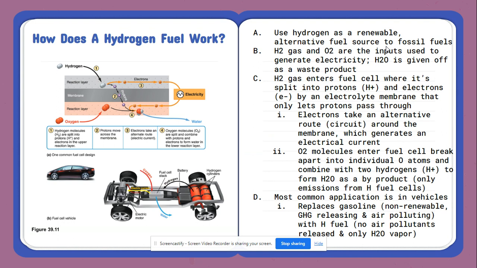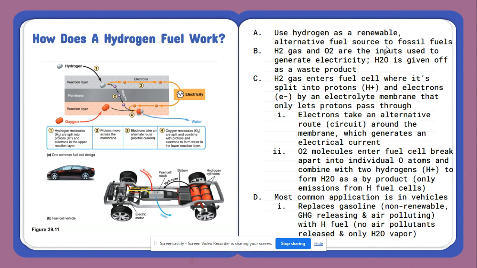So looking at hydrogen fuel cells, this is an example of a renewable energy source. And here we're specifically using hydrogen as our alternative fuel source to fossil fuels. How hydrogen fuel cells typically work: using hydrogen gas as well as oxygen gas would be our two inputs that we would use to generate electricity, while H2O would actually be the byproduct of this process.